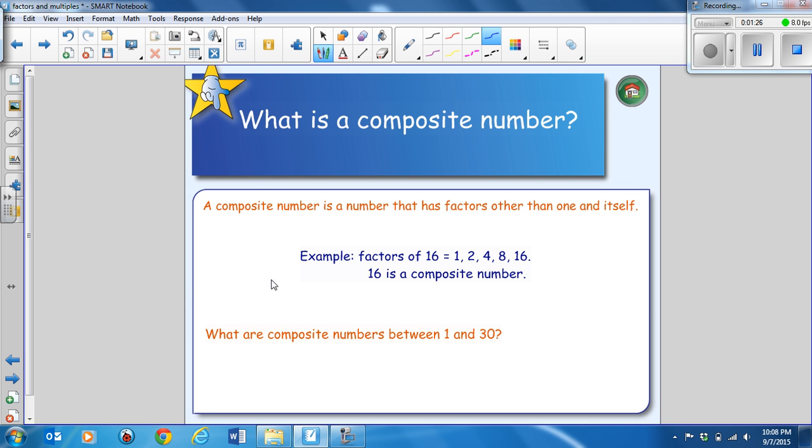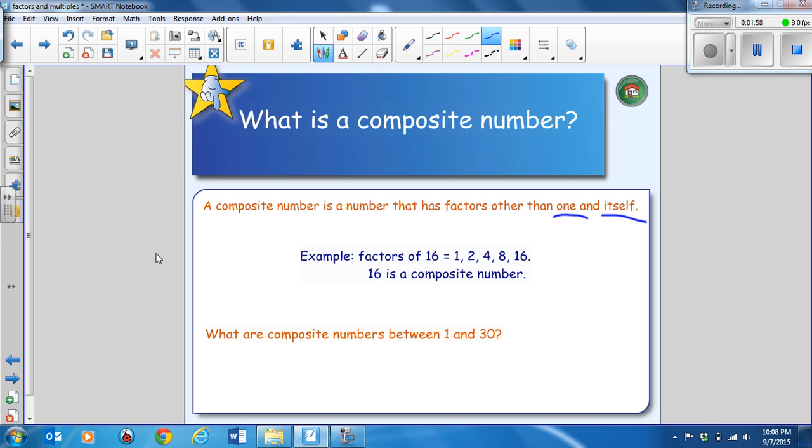So what is a composite number? A composite number is a number that has factors other than 1 and itself. So some examples of a composite number. Let's take a look at the number 16. We have 1 times 16 equals 16, 2 times 8, and 4 times 4. So 16 is a composite number. So what I want you to do is pause the video and write down the composite numbers between 1 and 30.